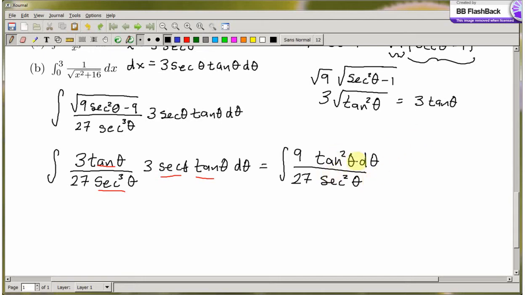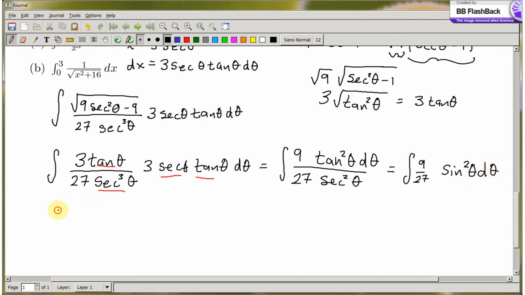Okay, so if you write out what these are, tangent is sine over cosine and secant is 1 over cosine. This cancels down to just 9 over 27, and I don't need that line anymore because this stuff has just become sine squared theta d theta.